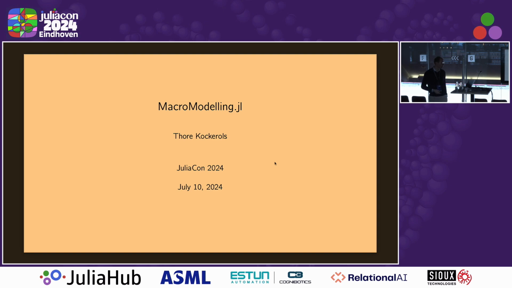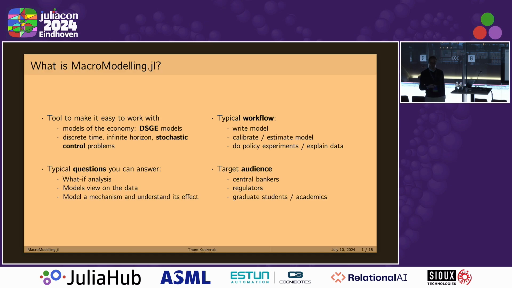So I work at a central bank, so this is about models of the economy and working with models of the economy. And so what is MacroModelling.jl? It is a tool to make it easy, essentially, to work with models of the economy. Typically, they're called DSGE, dynamic, stochastic, general equilibrium models. But if you're more from the engineering perspective, this is stochastic control problems in discrete time and infinite horizon. So that's what we're solving. I didn't test it on those applications, but you can probably have a go at it.